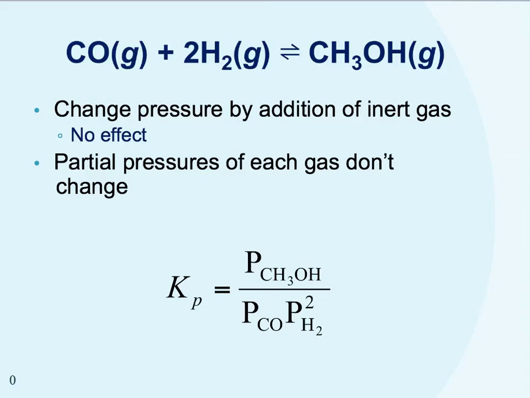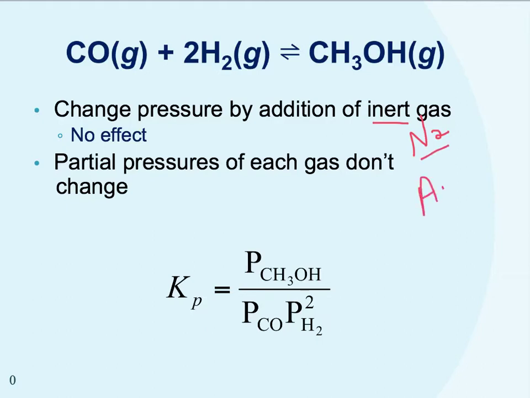However, if we change the pressure by adding an inert gas, so if we look at the system we have up here, maybe we add nitrogen. Remember that inert just means it is unreactive. Sometimes the noble gases are called inert gases, but an inert gas can actually be anything that doesn't react with any of the components. So for this example, N2 is a great inert gas.